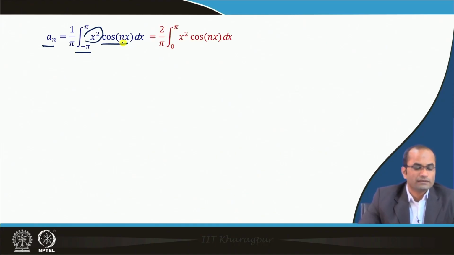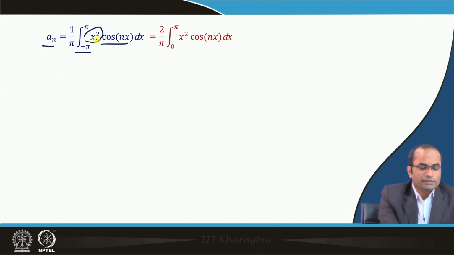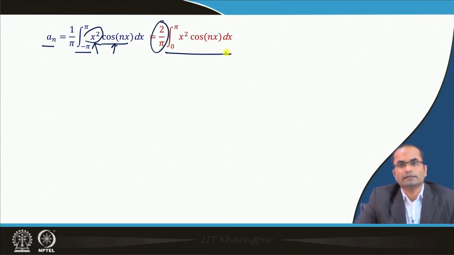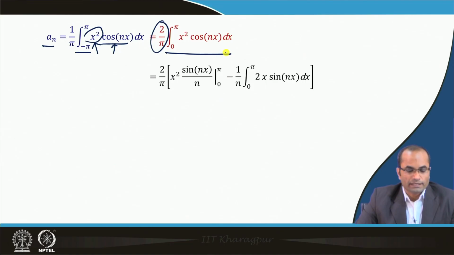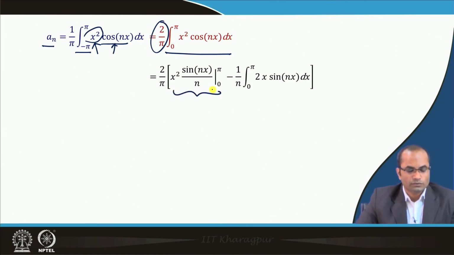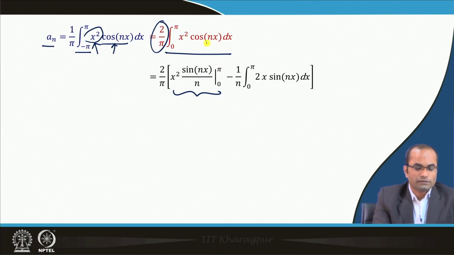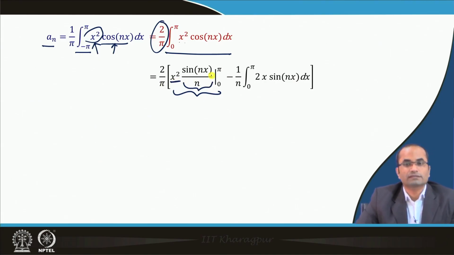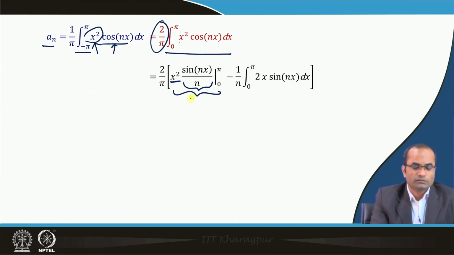Because cos is an even function and x square is an even function, we can use 2 over pi and integrate in the region 0 to pi. So, this integration again we can do with integration by parts, the product rule. So, here we have x square, and then this cos n x will be integrated to sin n x over n.